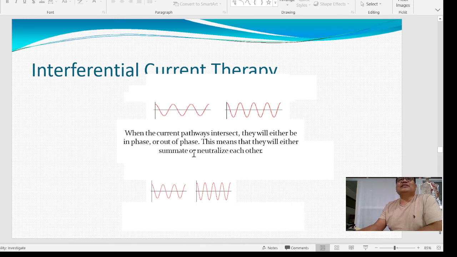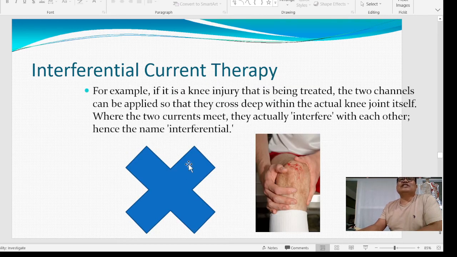What will happen when they cross? There will be a byproduct. So they should not be the same, no? Because of the interference or difference between them. So that is the placement.